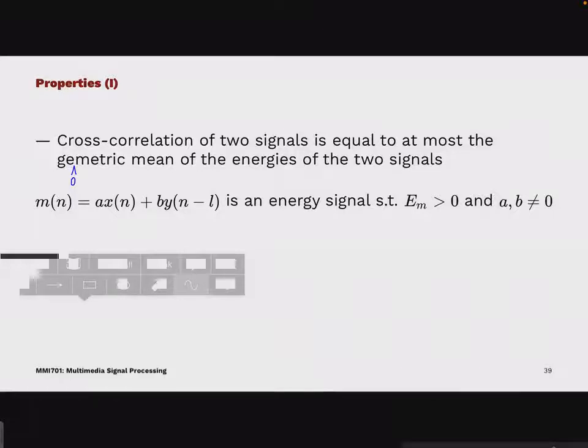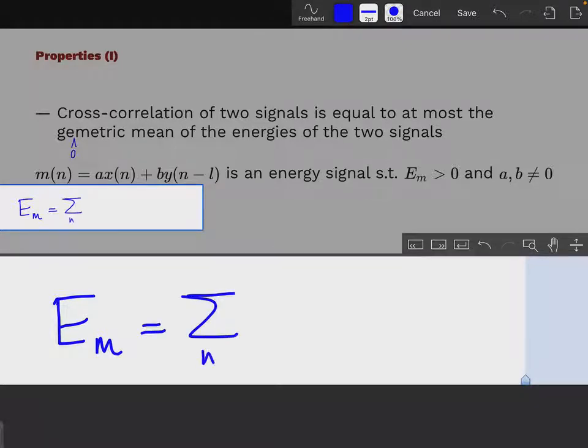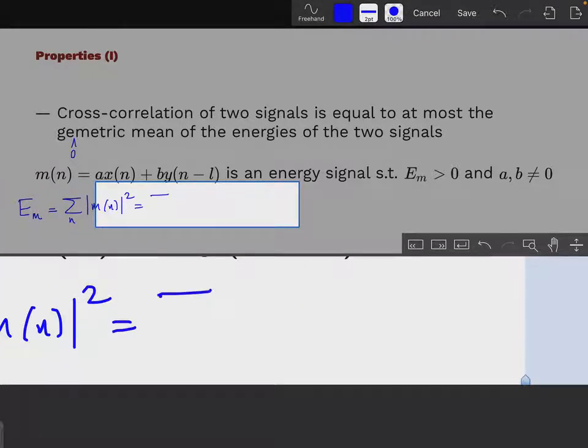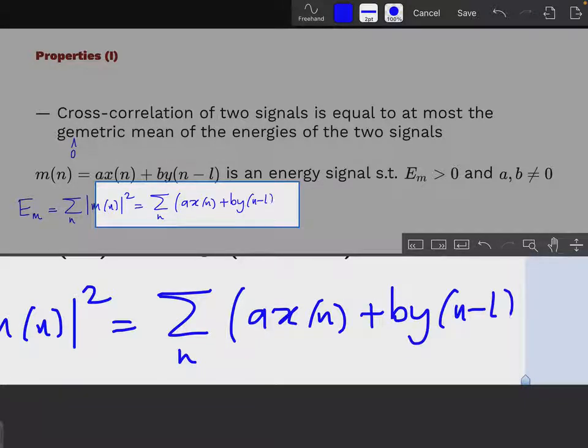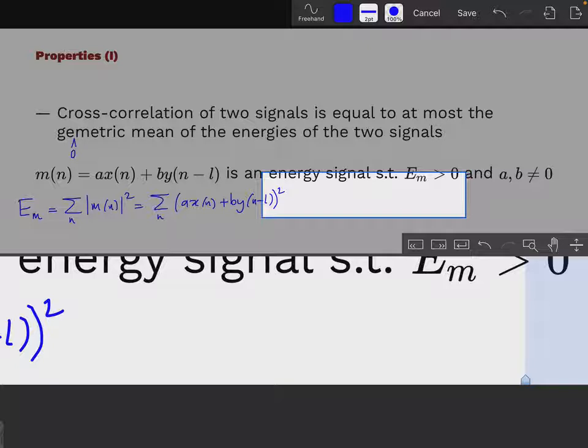So let's write the energy of the signal m. So energy of m is equal to, for all n, we're going to add m of n squared, absolute squared. Now that is equal to, again for all n, a x of n plus b y of n minus L, squared. By the way, we're assuming that our signals are real valued, so we can do this operation. So we can go from the square of the signal to the absolute value squared of the signal quite easily. Now let's write what this is.